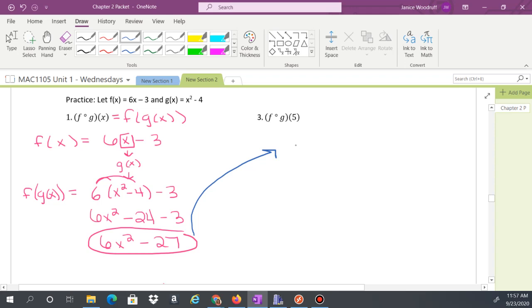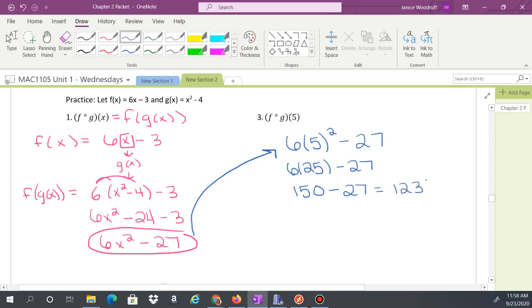Okay, so 6 times 5 squared minus 27. So 5 squared is going to be 25. Six times 25 is going to give us 150. Minus 27, 123.